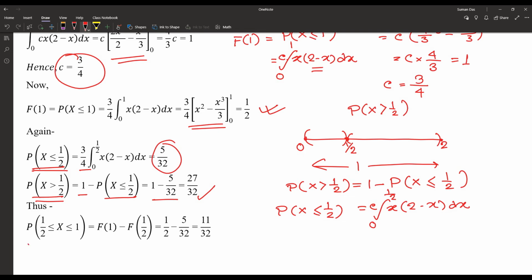The final question has half as the lower value and 1 as the upper value. So we have to find f of 1 minus f of half. We already know the value of f of 1, that is half, and the value of f of half, that is 5 by 32. So simply we get the result as 11 by 32, and that is the way we can find the PDF values of a continuous probability distribution.